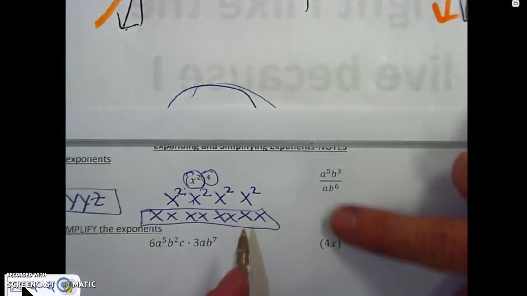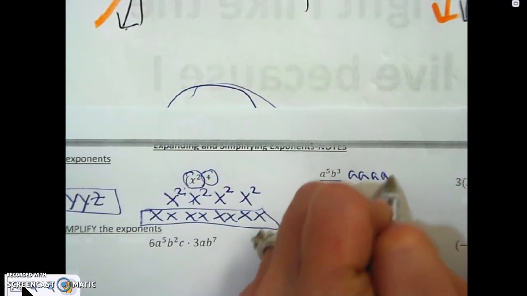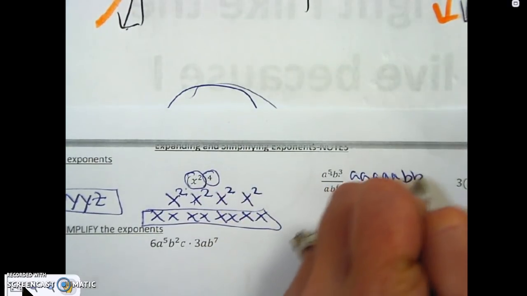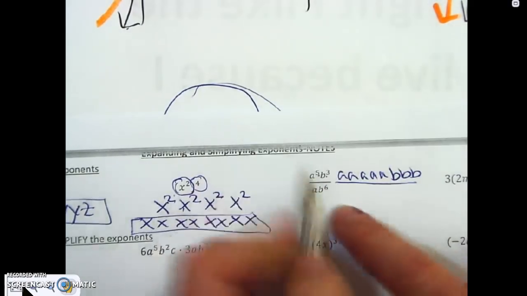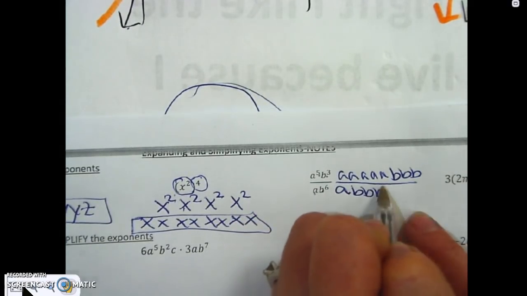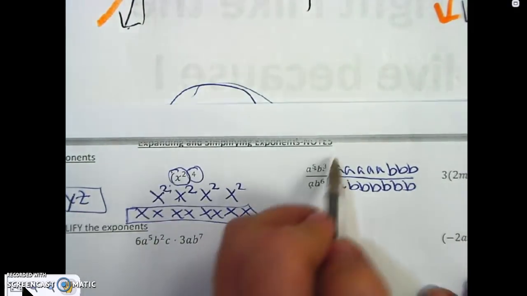The next one. Take the top: a to the 5th, b cubed. 1 a, 1, 2, 3, 4, 5, 6. Expand. Done.